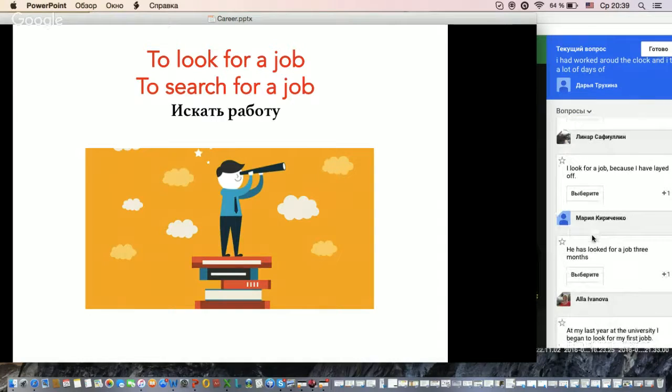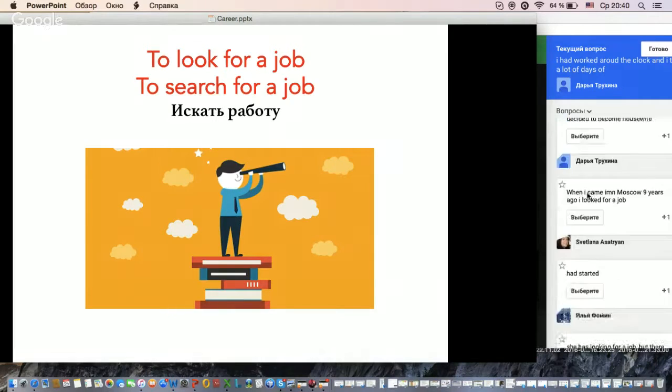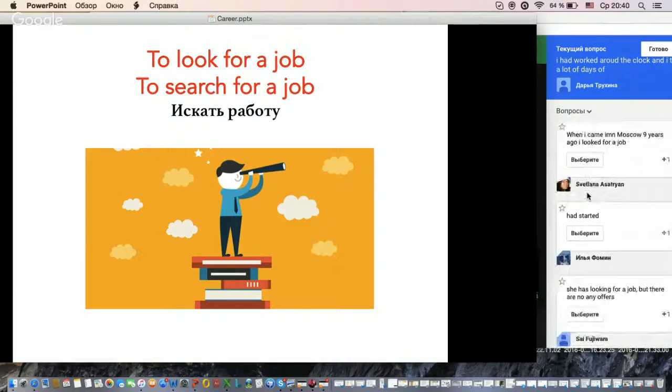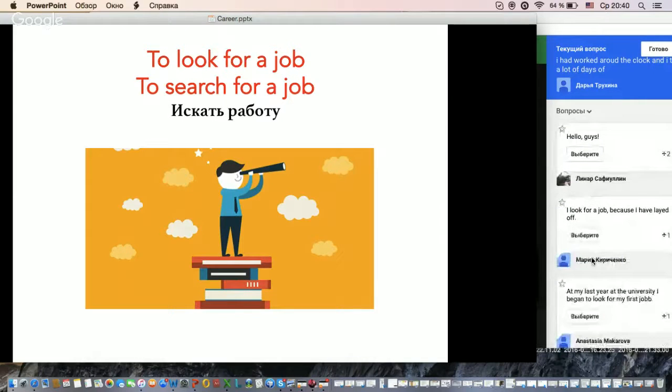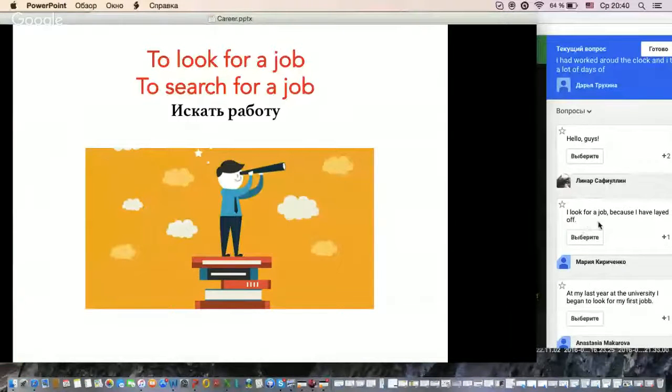Смотрите, Мария, классный пример. Только смотрите, если у вас здесь с временами момент, если вы в данный момент ищете работу, то вам лучше сказать I am looking for a job, потому что это действие вокруг момента. И можете сказать because I has been laid off. Так, I look for a job because I have laid off. I am looking for a job.